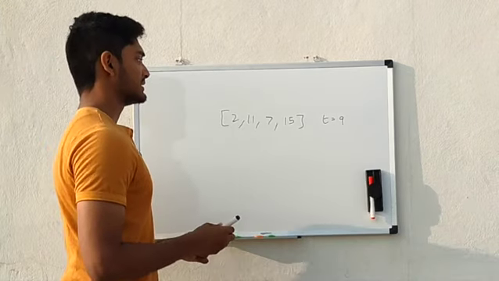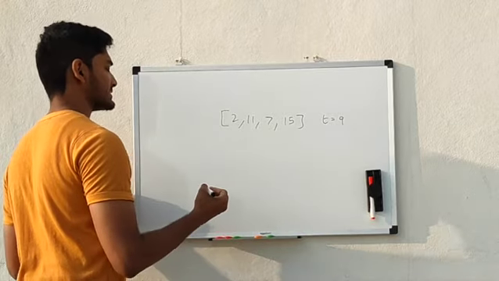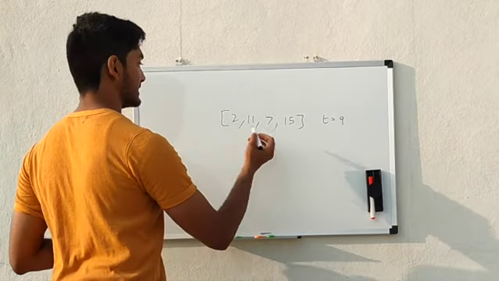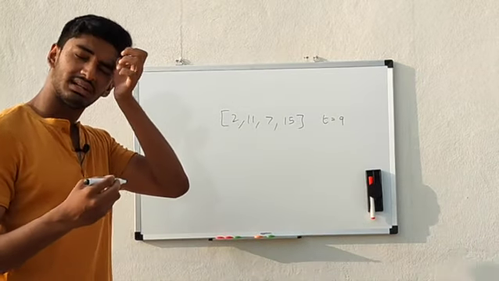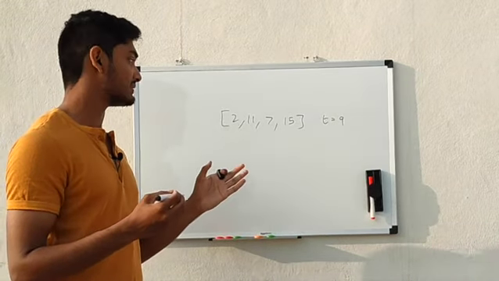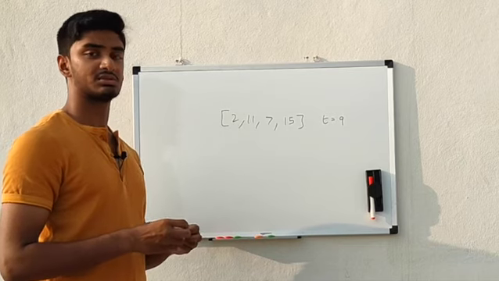So let's get to the problem statement discussion. We are given an array like this. We will be given a target value, and our job is to find the indices of two numbers whose sum will be 9. So how do we approach this solution?